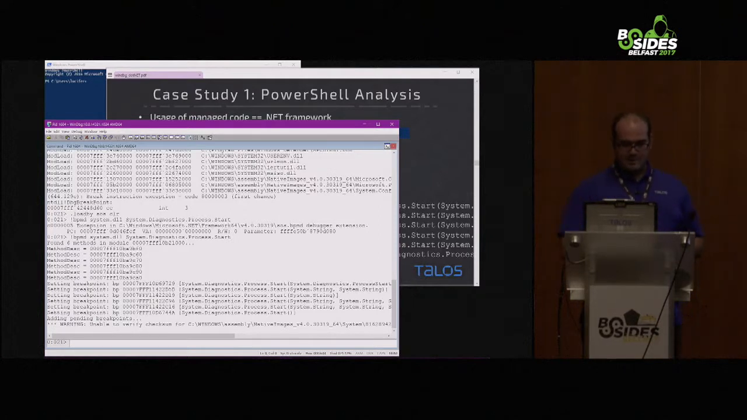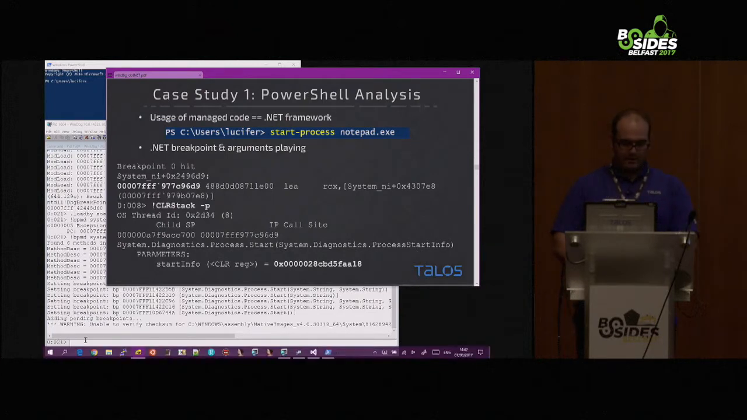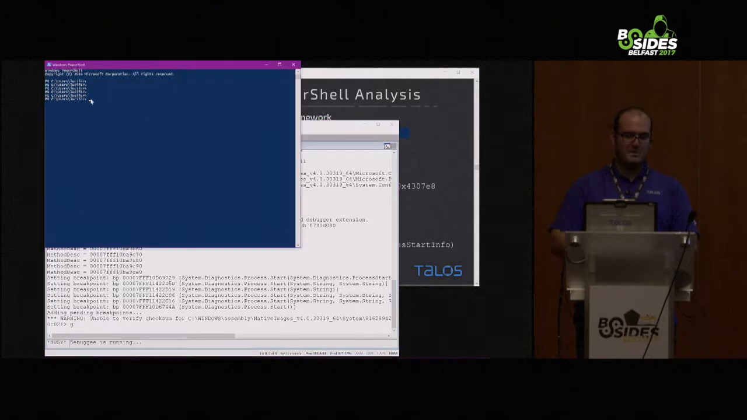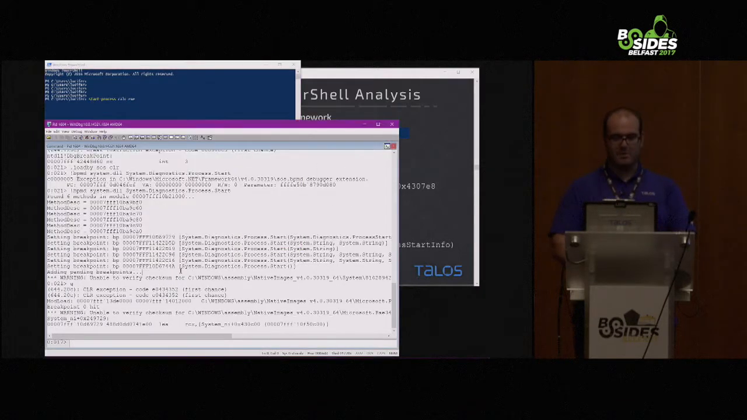So at this time, you can see it breakpoints on 6 different methods. Each method is named process start, but each method has different arguments. And I can simply execute. You can see all the enters I did previously appear because the binary is running. And I'm going to do my Start-Process and execute calc.